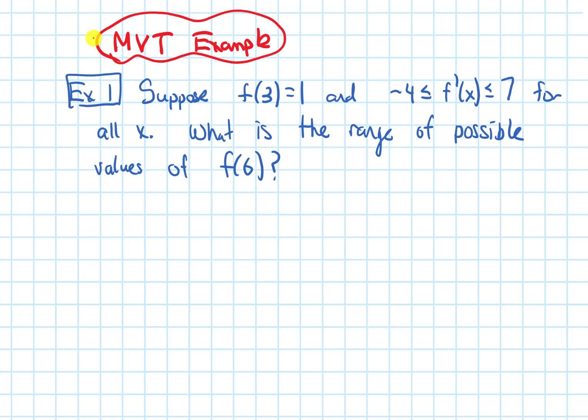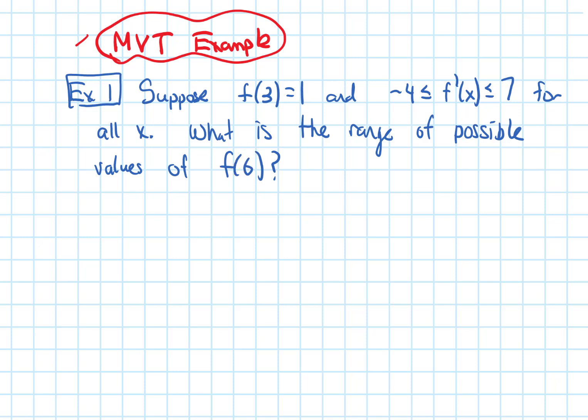In this video, we will do a mean value theorem, or MVT, example. The example says, suppose f of 3 equals 1, and f prime of x is greater than or equal to -4 and less than or equal to 7 for all x. What is the range of possible values of f of 6? That means I want to know the smallest f of 6 can be and the biggest f of 6 can be, so I can figure out all possible values.